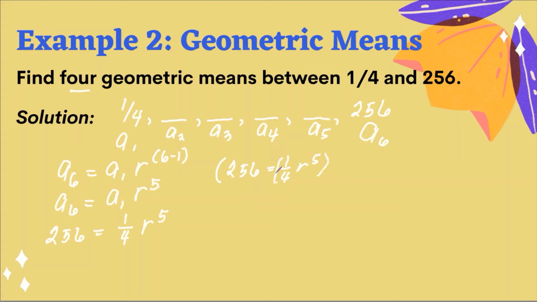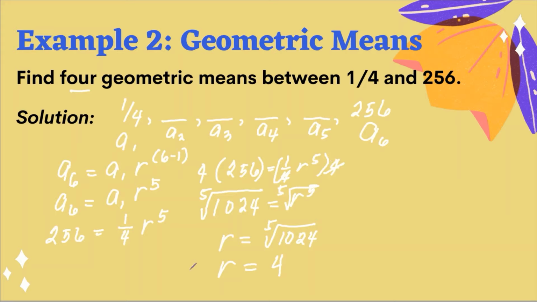Multiply both sides by 4 because this one is 1/4. So 4 times 256 is 1024 equals, we cancel this out, then we have r to the 5th. So let's get the 5th root. Now we have r is equal to the 5th root of 1024, and the 5th root of 1024 is 4.